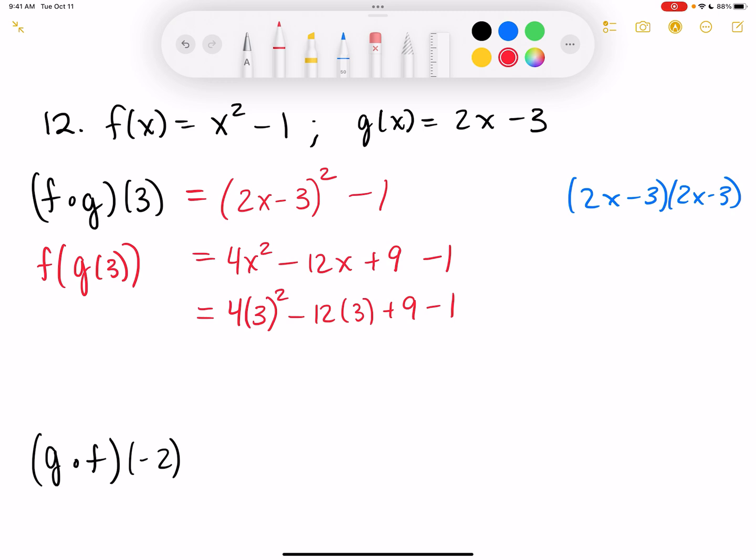So what do I get? You can explain across. You don't have to just give me a final answer. What is this? 36. 36 minus 36 plus 9 minus 1, which ends up giving you what? 8.